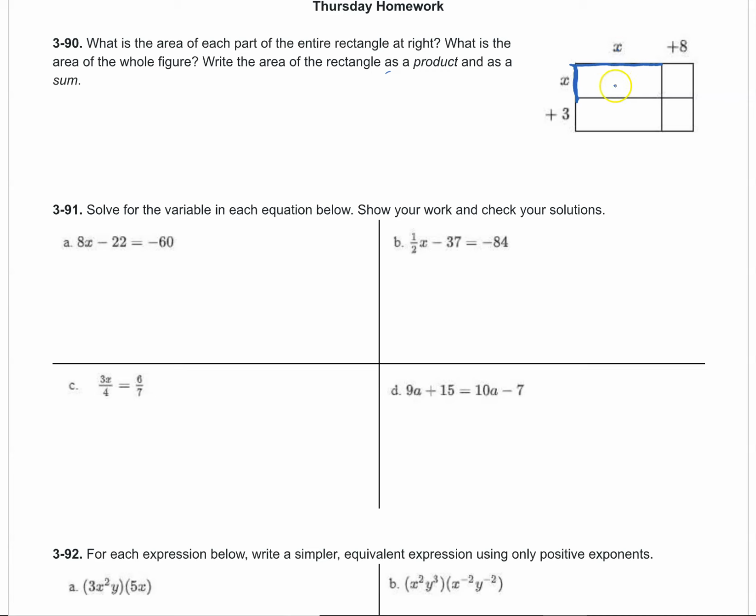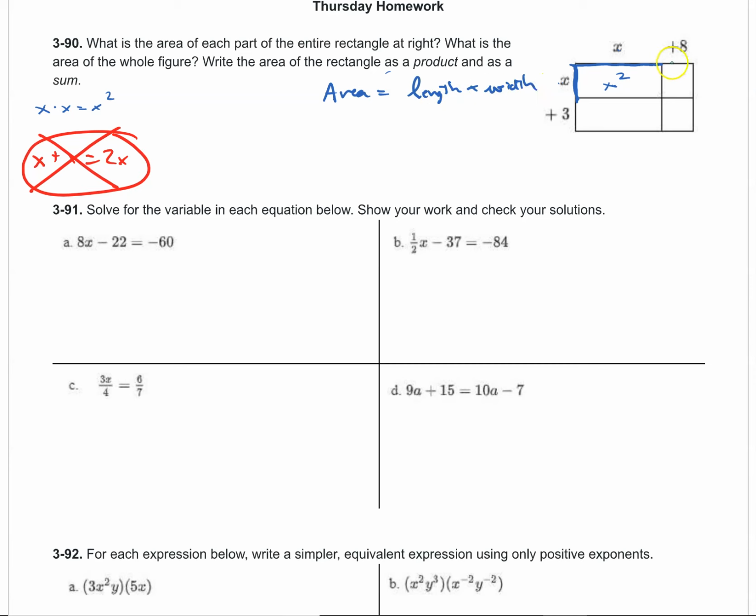The area is length times width, x times x. X times x is x squared. X plus x is something else entirely. X plus x is 2x. We're not doing that here. We're multiplying. Area is length times width.